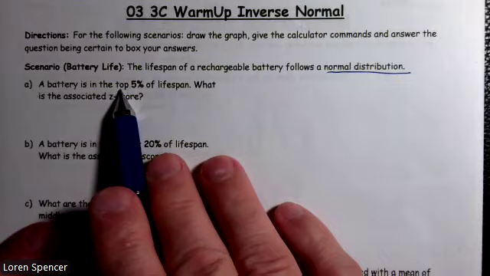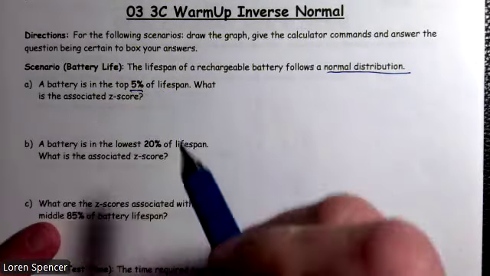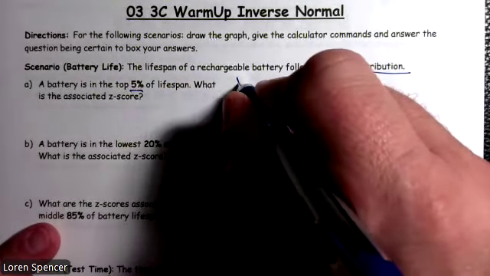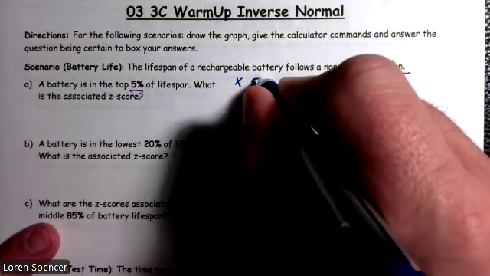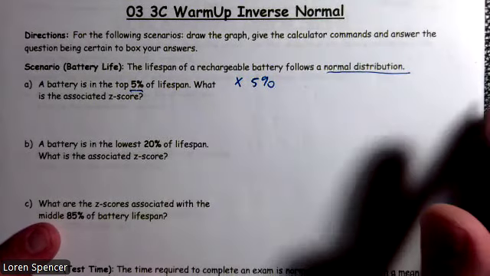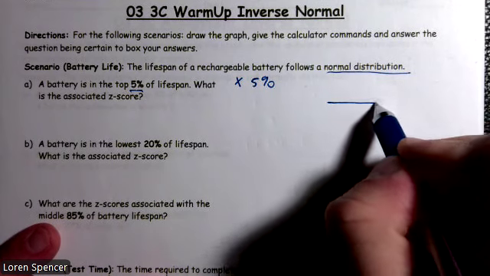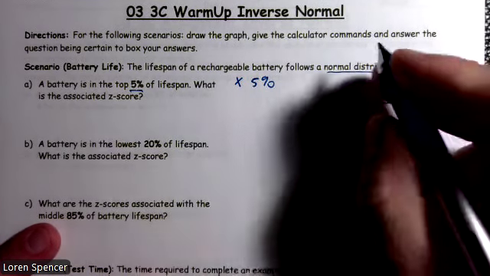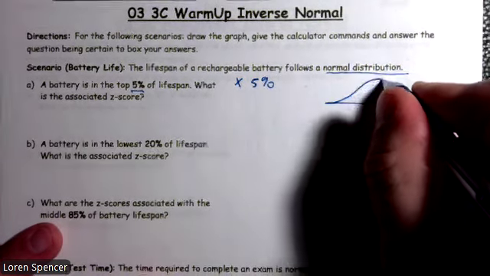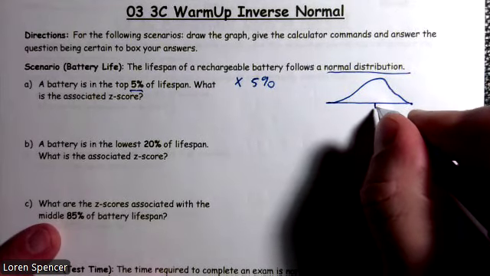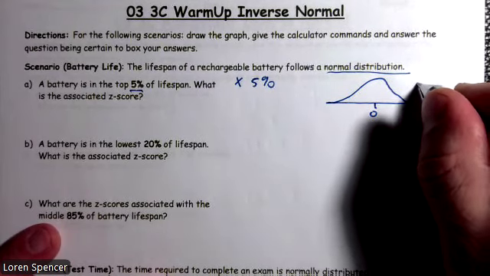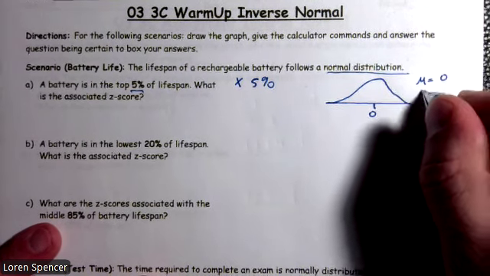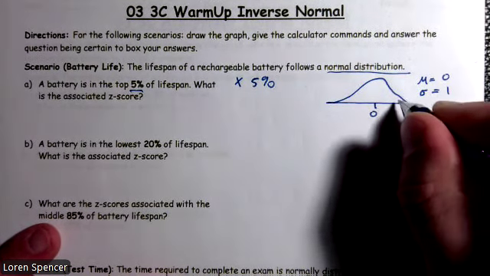So a battery is in the top 5% of the lifespan. I highly recommend that you put an X and go, oh, 5% is on the top part, so it's above it. So let's go ahead and draw our graph so that it looks like this. And it's asking for the associated z-score. And remember, all z-scores have a mean of 0 and a standard deviation of 1. So we're going to note that off to the side. Mean of 0, standard deviation of 1.